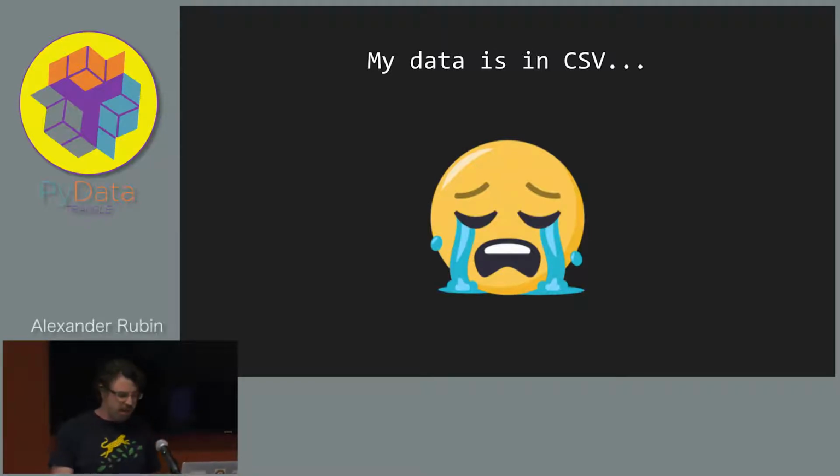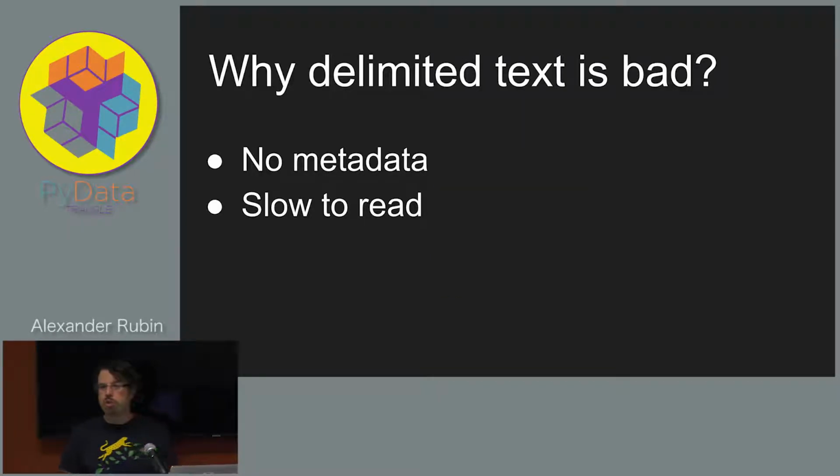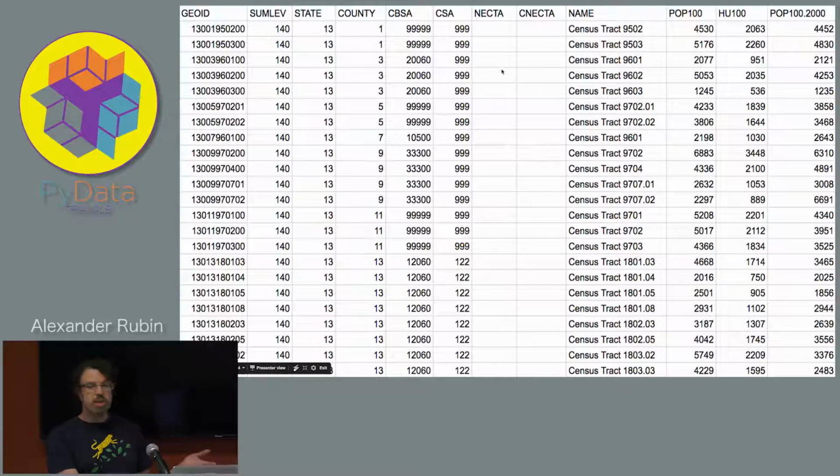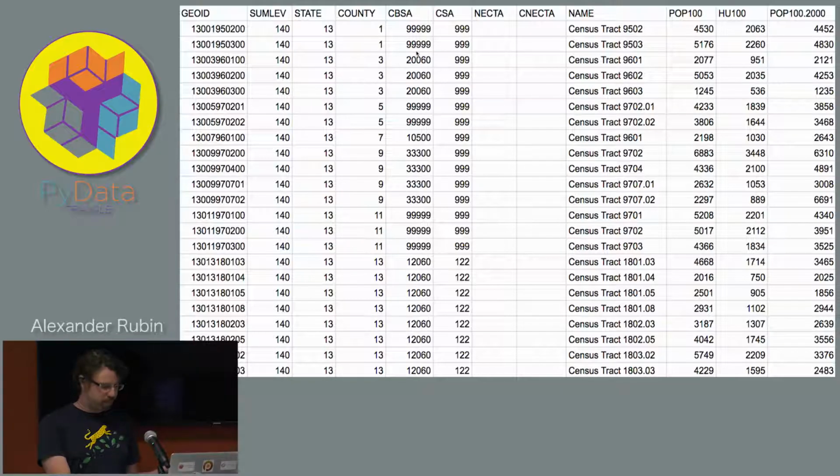Why is it sad? Why is it bad? Well, first of all, there is no metadata. The second is it's really slow to read, which is obvious. Now, this is the example. This is the table for census tract data, and I don't know what it is. I don't know what the data type is here. So here, it's a number, right? It looks like a number, but I cannot assume that the whole field here will be a number.